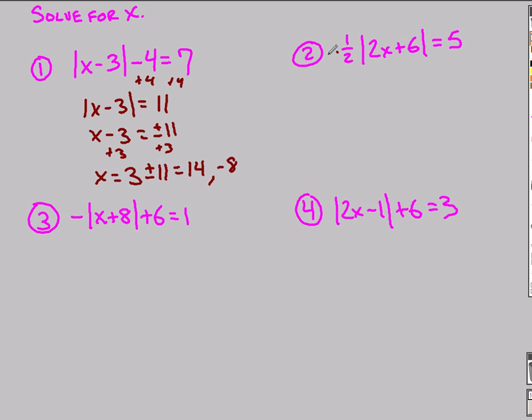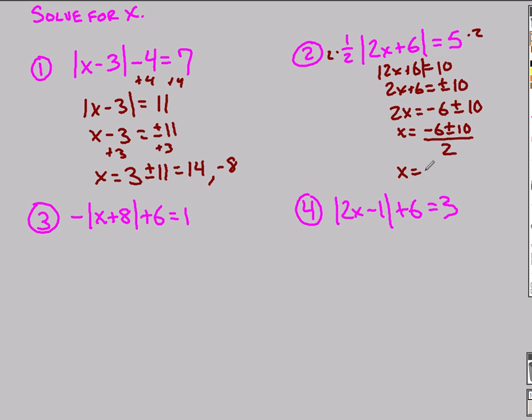Same thing over here. First, I need to multiply both sides by 2, and I'll get absolute value of 2x plus 6 equals 10. Then I would get rid of the absolute value sign, and to do that, I need plus or minus 10. What I'll do now is subtract 6, so 2x equals negative 6 plus or minus 10. And then I will need to divide both sides by 2. So negative 6 plus or minus 10 all divided by 2. So that means if I do the addition, negative 6 plus 10 is 4. 4 divided by 2 is 2. If I subtract, I get negative 16, which divided by 2 is negative 8 as my answer.